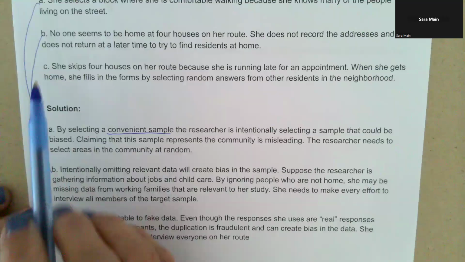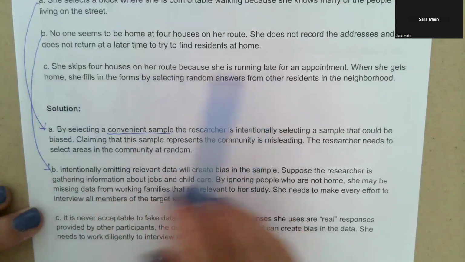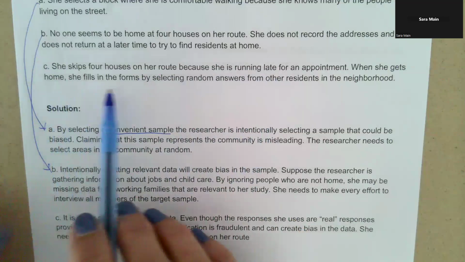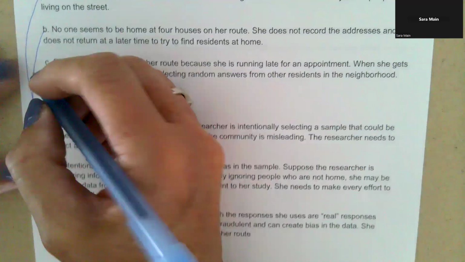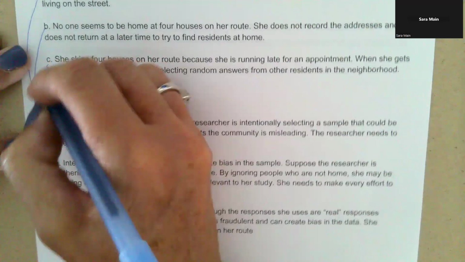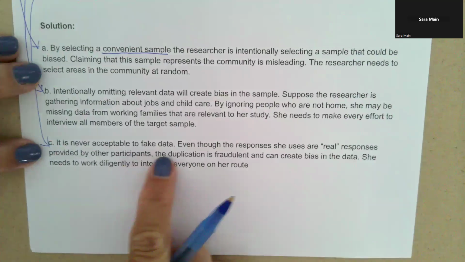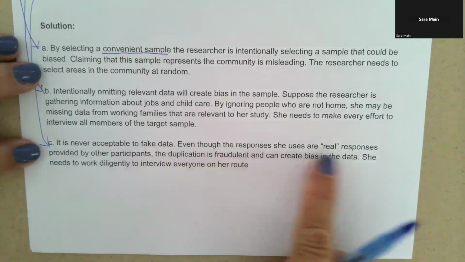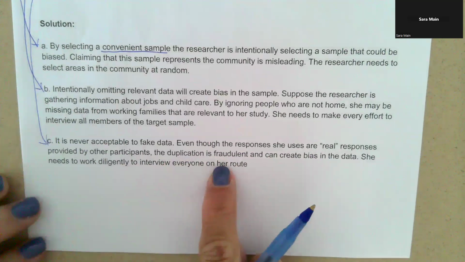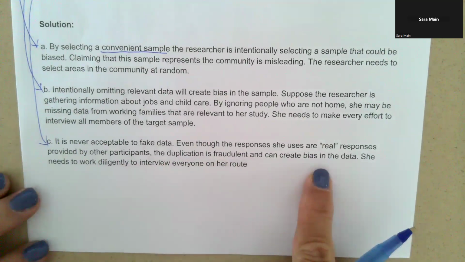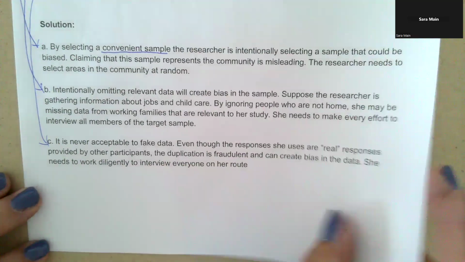Let's look at C. C, she skips 4 houses on her route because she is running late for an appointment. When she gets home, she fills in the forms by selecting random answers from other residents in the neighborhood. Oh no. So here she's falsifying data. It is never acceptable to fake data, even though the responses she uses are real responses provided by other participants. The duplication is fraudulent and can create bias in the data. She needs to work diligently to interview everyone on her route.